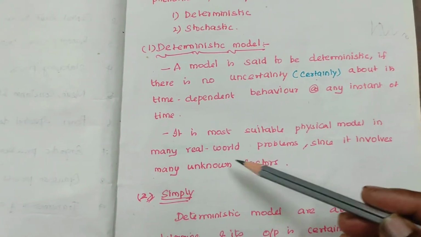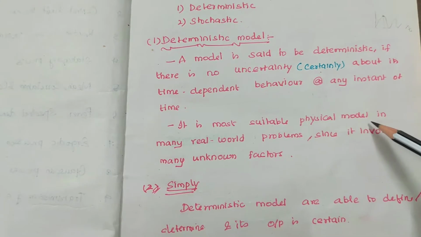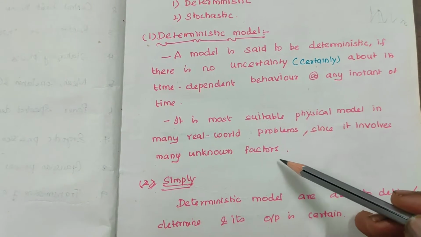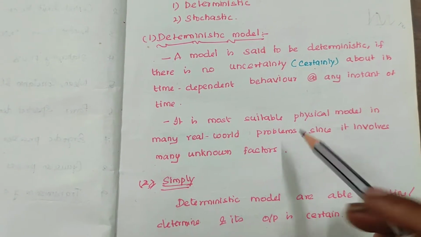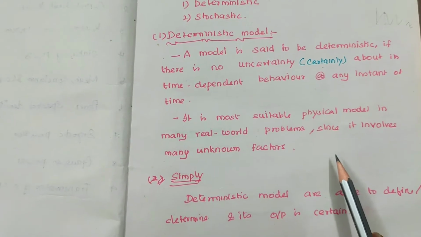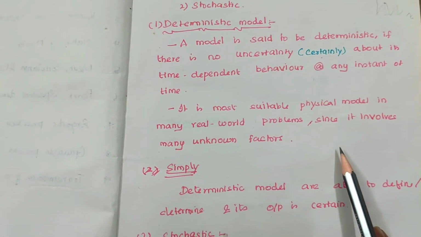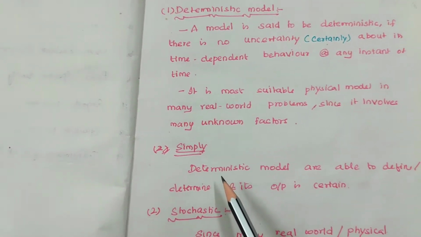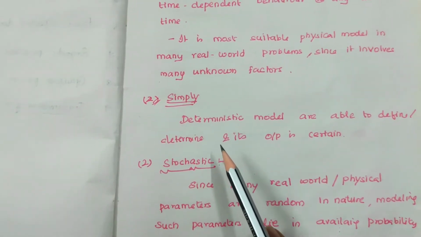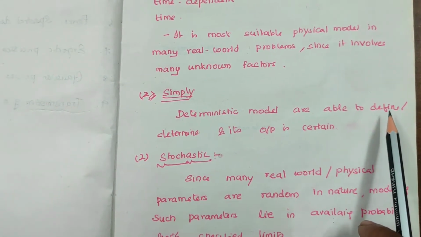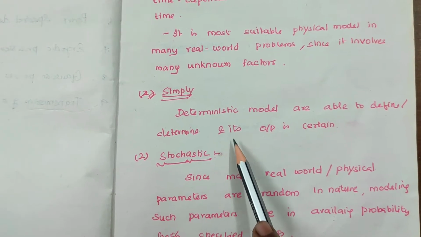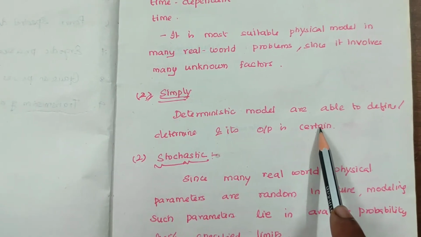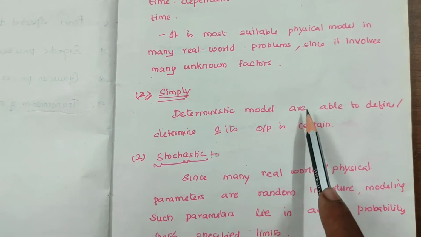Where is it suitable? It is the most suitable physical model in many real world problems, because those involve many unknown factors that we need to find. In a single definition, we can say that deterministic models are able to define and determine an output which is certain in nature. We can find its certainty, and that is called a deterministic model.